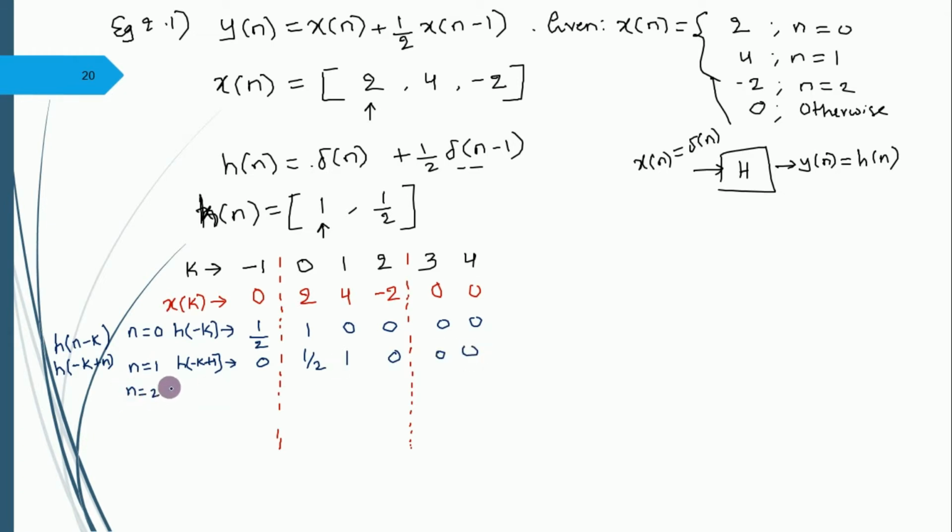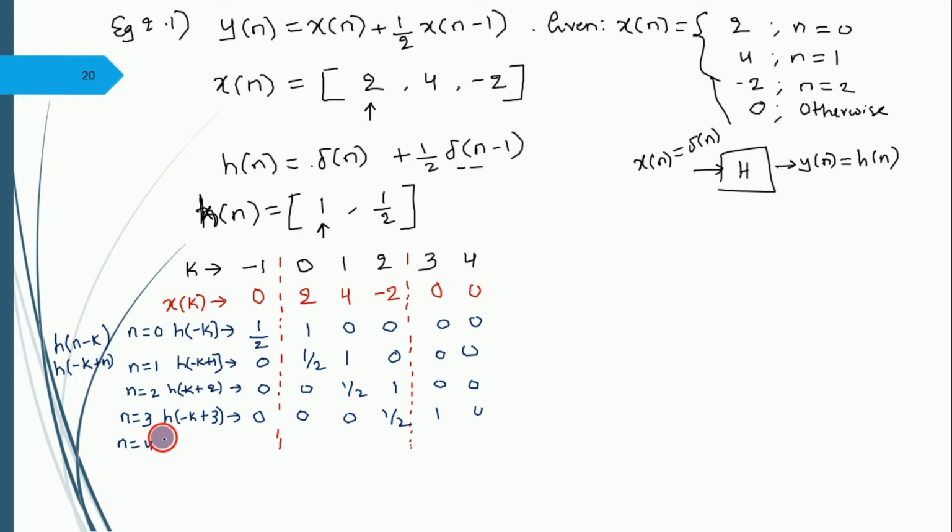For n equal to 2, h of minus k plus 2. What happens? 0, 0, shift one more time. So for n equal to 3, h of minus k plus 3, it is 0, 0, 0, 1 by 2, 1, 0.